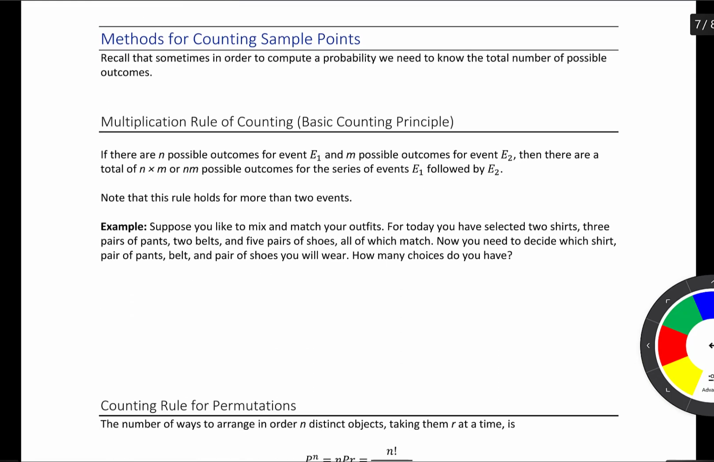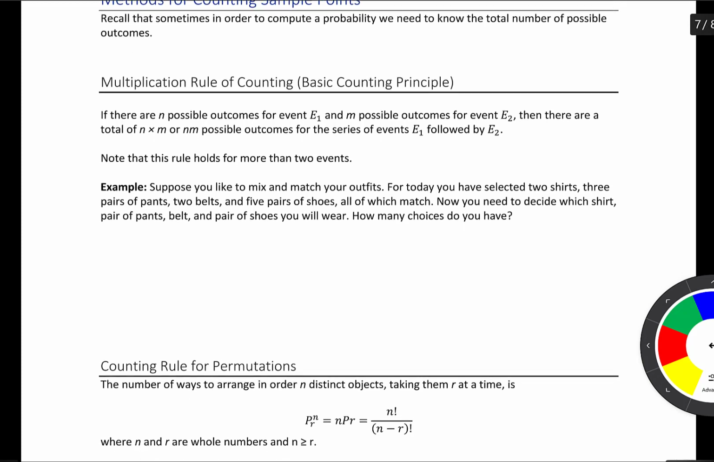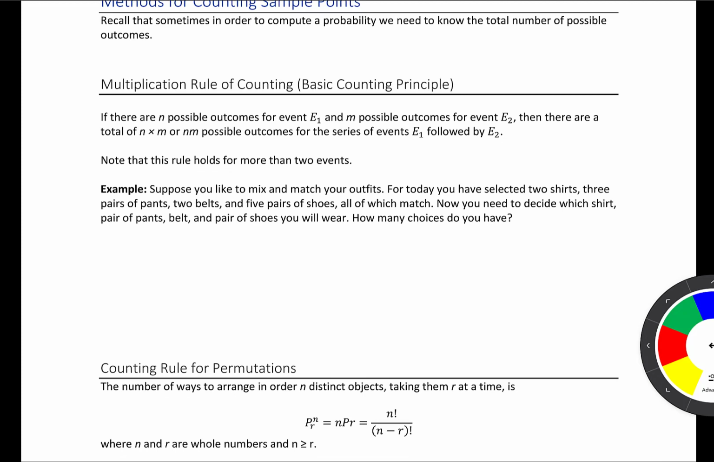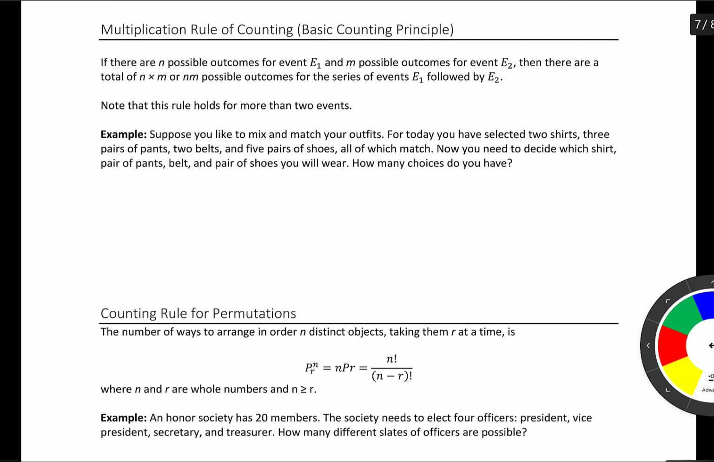All right, the last thing we've got here is just some methods for counting sample points. So we might need to know how many sample points we have. The first one is the multiplication rule of counting. It's what's called the basic counting principle. And it says, if there are n possible outcomes for event E1 and m possible outcomes for event E2, then there are a total of n times m possible outcomes for the series of events E1 followed by E2. And this can hold true for more than just 2 events.